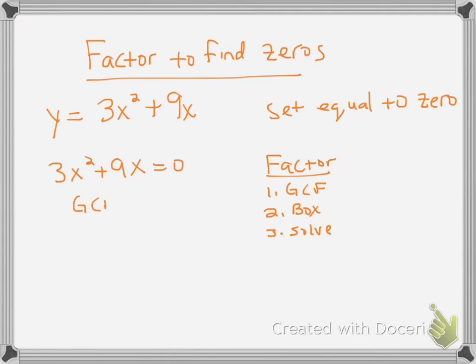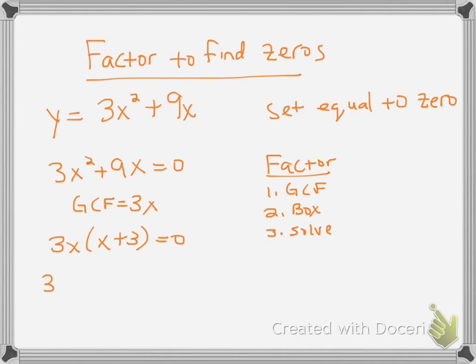Alright, so first thing I'm going to do is notice that I do have a GCF. It's 3 and x. They both have a factor of 3. They both have a factor of x. So my greatest common factor is 3x. So I'm going to factor the 3x away from both those terms. And what's going to be left is an x plus 3. Alright, and that's still equal to 0.